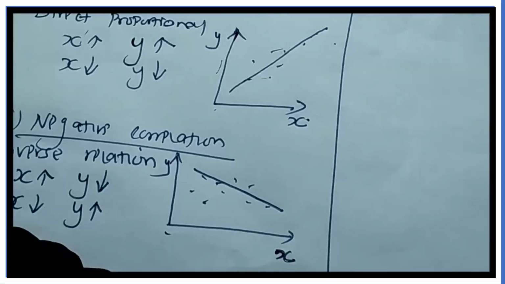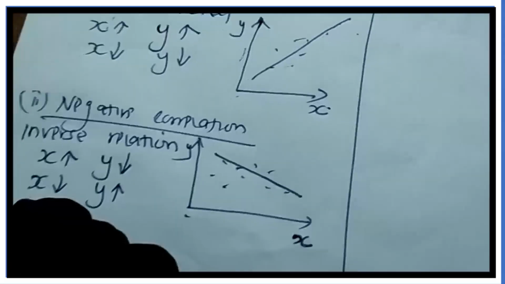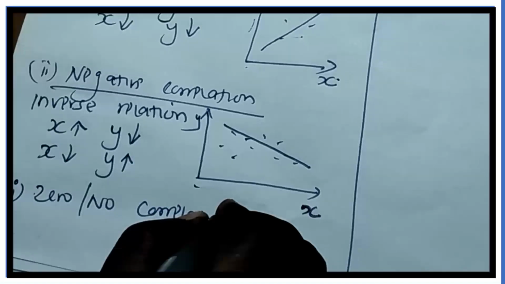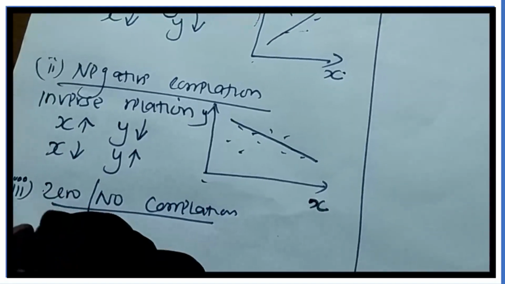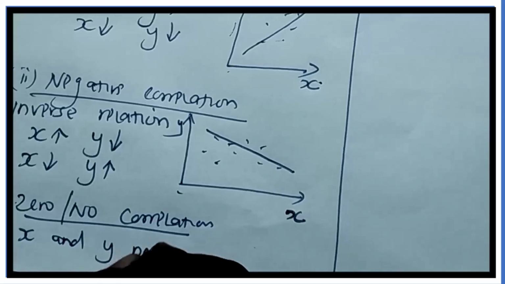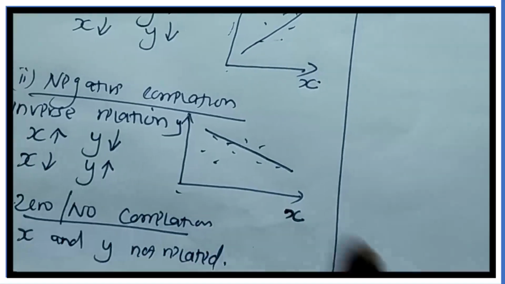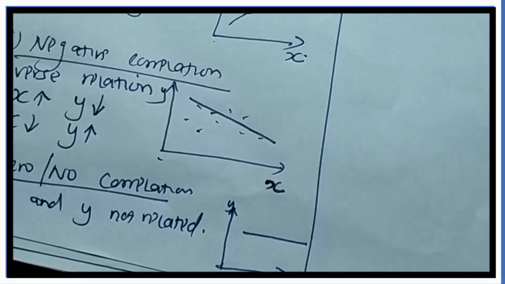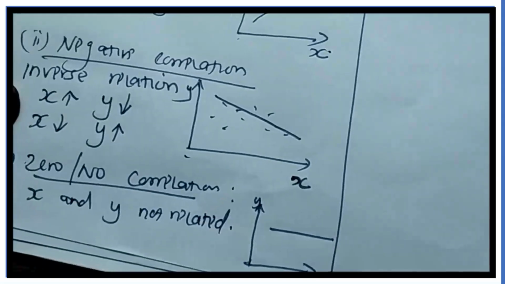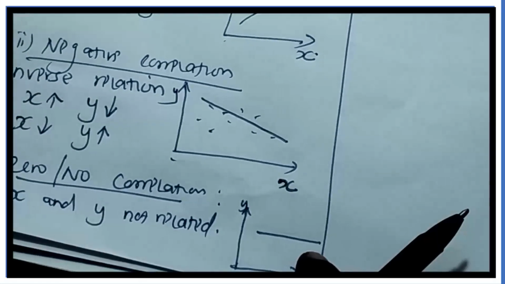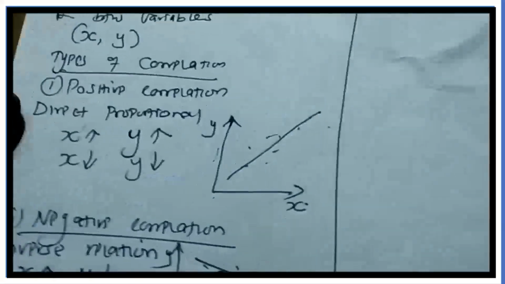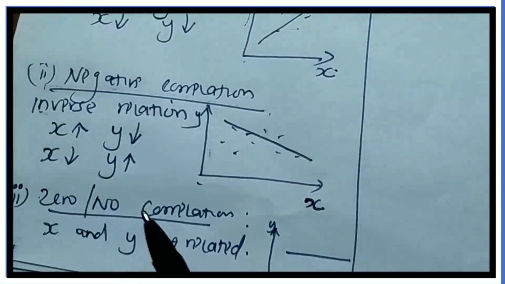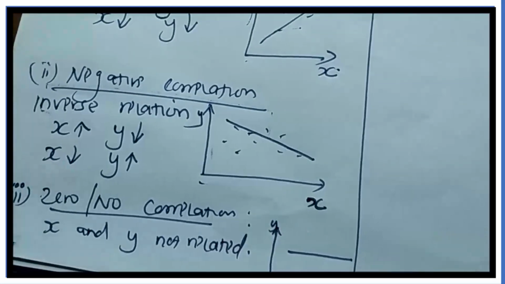And you may find another type of correlation, a situation where we have zero, or what we say no correlation. In this case, the choice of your variables x and y are not related. If you represent this in a graph of x and y, you may have a straight line where there is no relationship between x and y. So these are the different types of correlation we have. We have positive, where you have direct proportion, a direct relation. Negative correlation, we have inverse relation. And you may find a situation where there is no relationship between x and y.